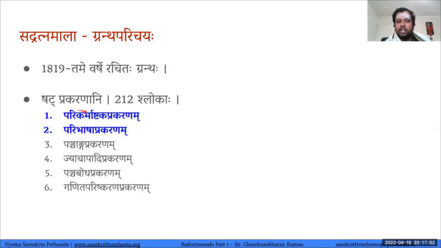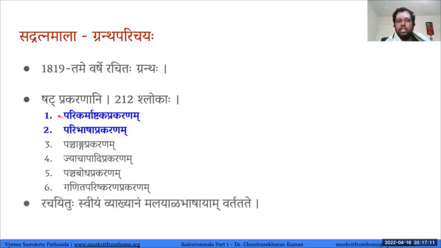So these are the two prakaranam we will learn. The other prakaranas get into astronomy, so only these two are pure mathematics, so we will cover these two.